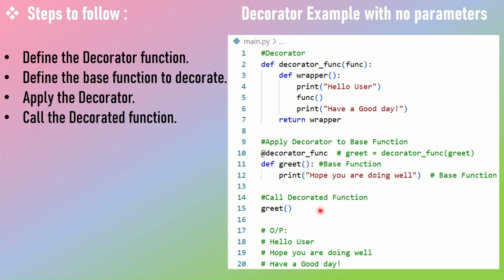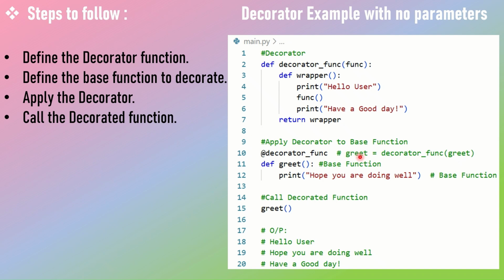Before we call this decorated function, let me tell you what this means. We have this syntax, @decorator_function. What does this actually mean? We are calling the decorator function by passing the base function as an argument to it. So whenever we call this decorator function, what is it returning back? It is finally returning the wrapper function, which is a function, right?